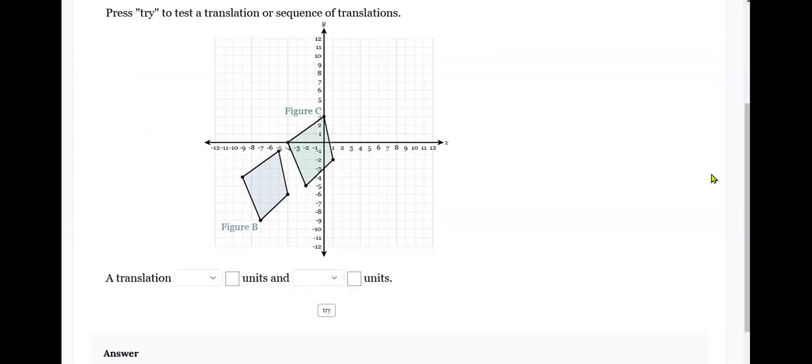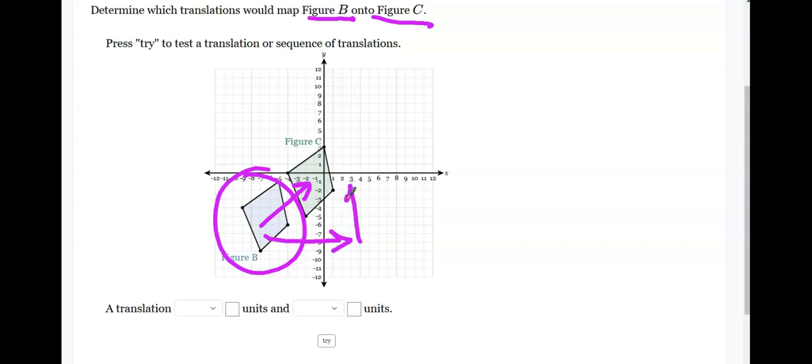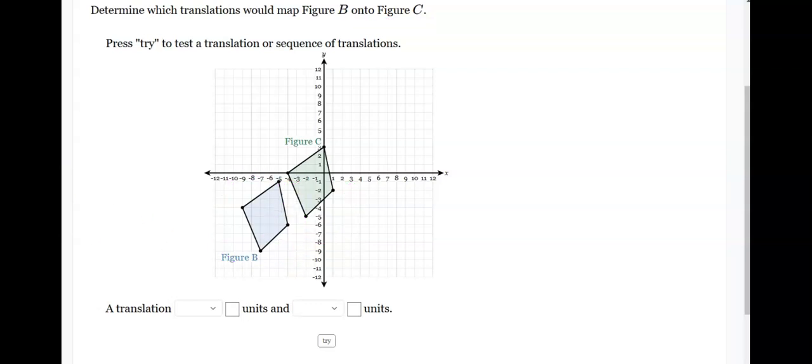Remember to read carefully which way you are transforming. So we are transforming here from figure B to figure C. That's the way that we're moving. So it looks like it's going to go to the right and it's going to go up. Just some basic observations. I already know that I'm going to move to the right and that I'm going to move up. So I can select these words immediately.